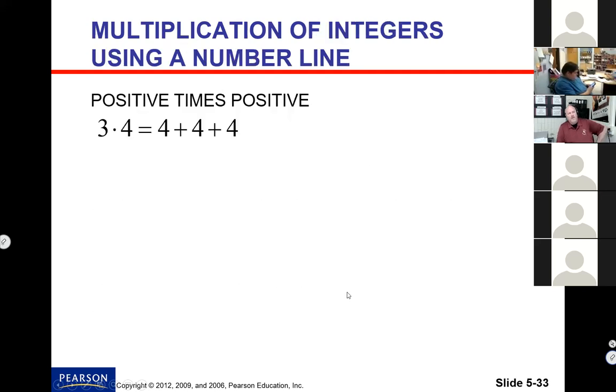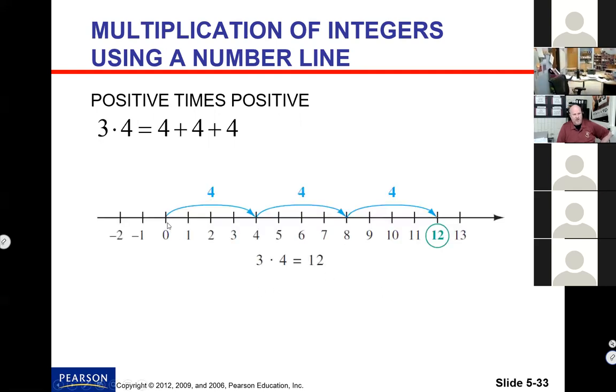There's the first one. 3 times 4 is basically 4 plus 4 plus 4, because that's all multiplication is: repeated addition. You can even talk about skip counting. It also works. So in this one, we go from 0 and we go 4, we go 4, we go 4, because there are 3 of them. So we end up with positive 12. Then you can show the numerical example here: 3 times 4 is 12. Okay, that one makes sense.